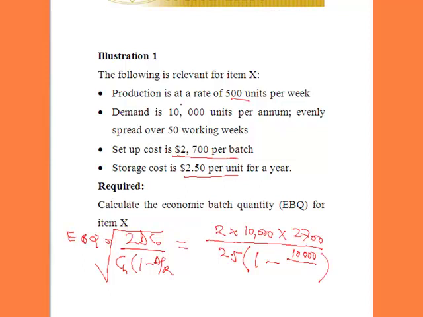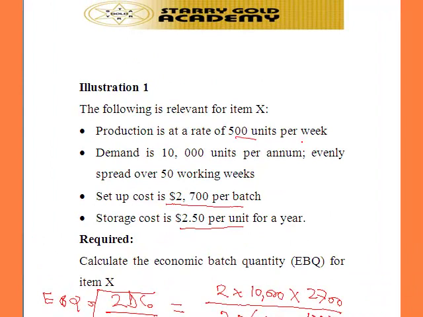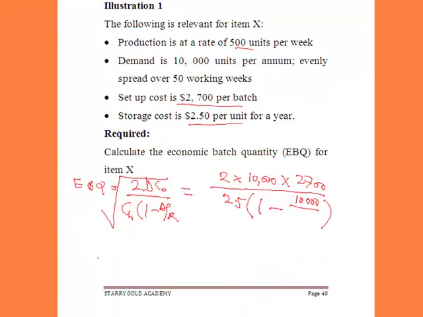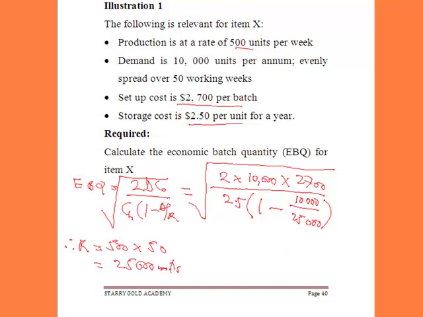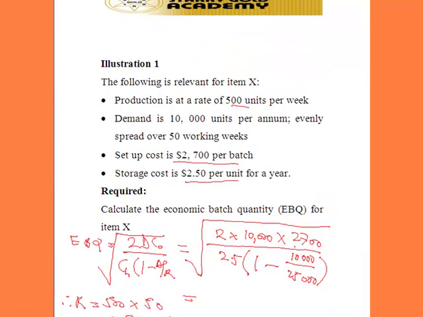The replenishment rate, we are told that production is at a rate of 500 units per week, so 500 units will be available per week. How many weeks in the year? They said 50 working weeks. Okay, if there are 50 working weeks, then annual replenishment R is going to be 500 times 50, and that's how much? 25,000 units. So divided by 25,000, into square root, that's 2 times 10,000, that's 20,000 times 2,700. Let's find that out from our calculator.